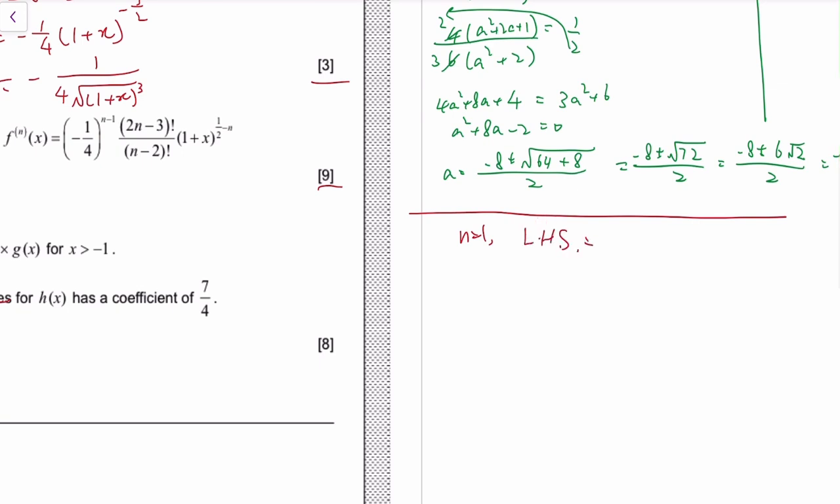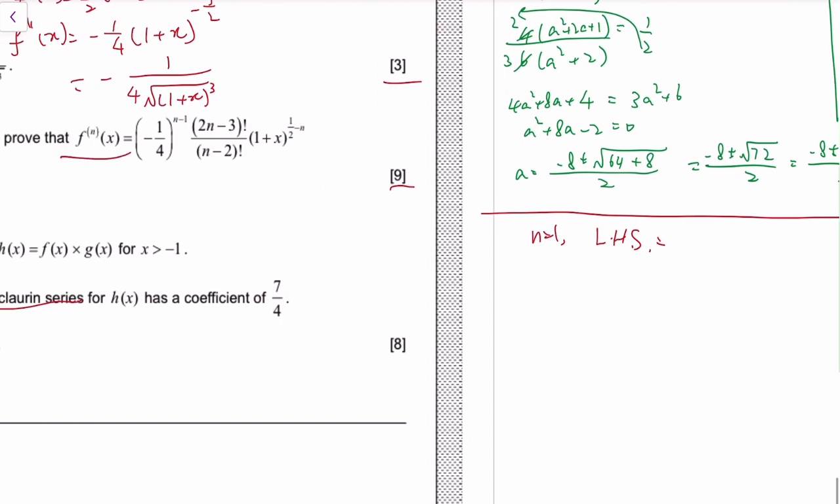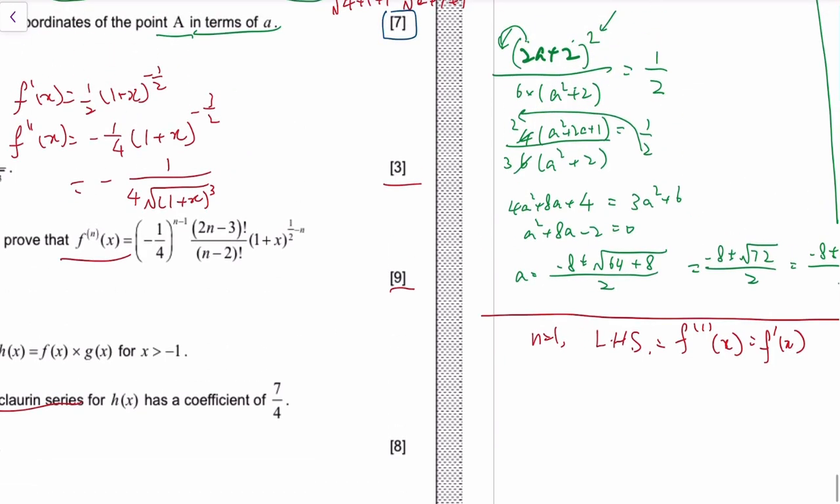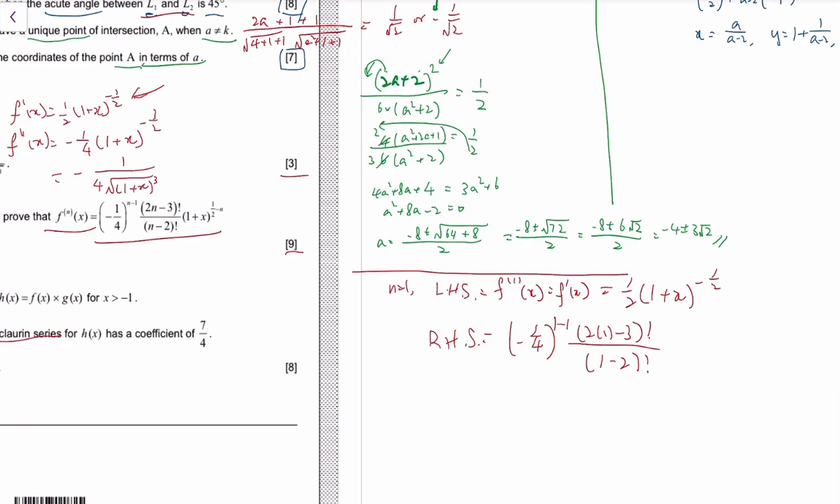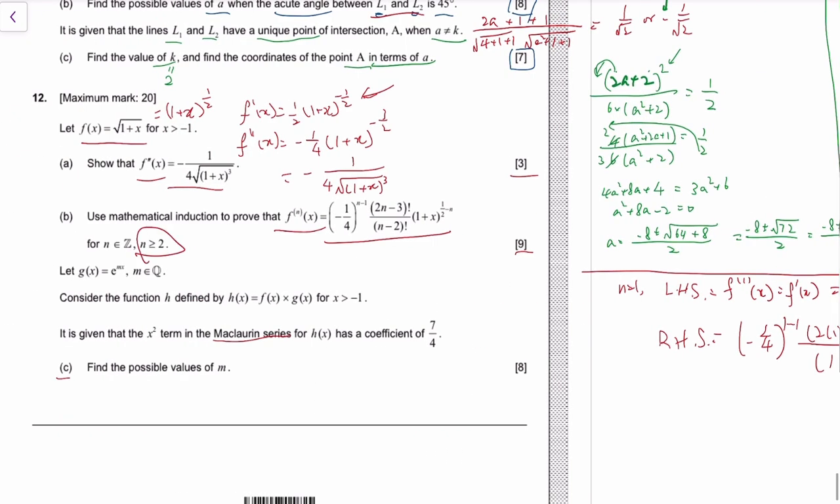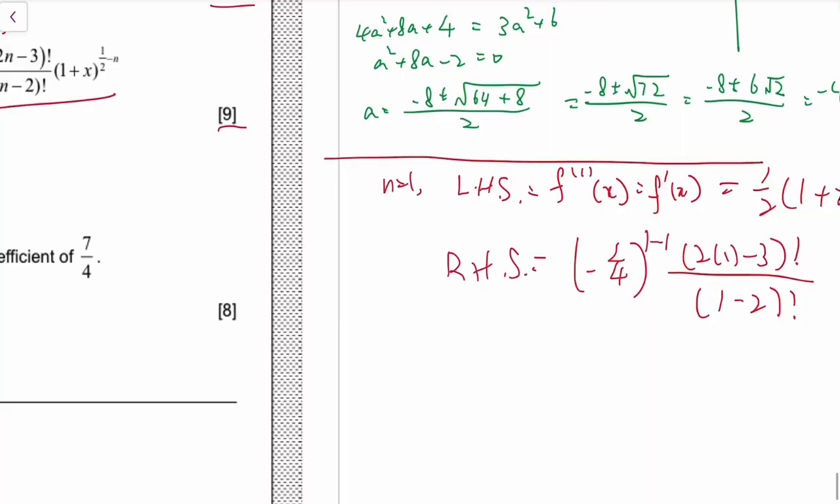So the left-hand side of what you want to prove is this. It's f1x. So that's really the first derivative, which was this. So it's half 1 plus x to the power of negative half. Right-hand side of the formula is negative a fourth, 1 minus 1, 2 times 1 minus 3 factorial over 1 minus 2 factorial. Wait, there's a negative? Oh, and start from 2. So the base case is 2. Yeah, I almost lose a mark there.